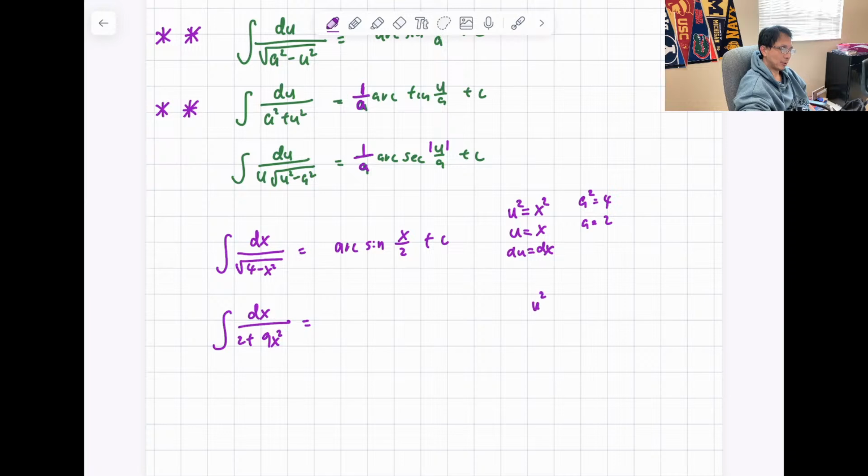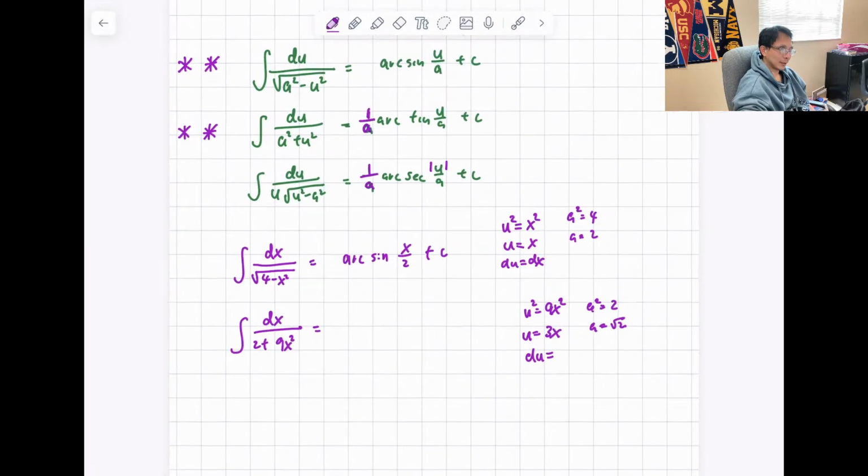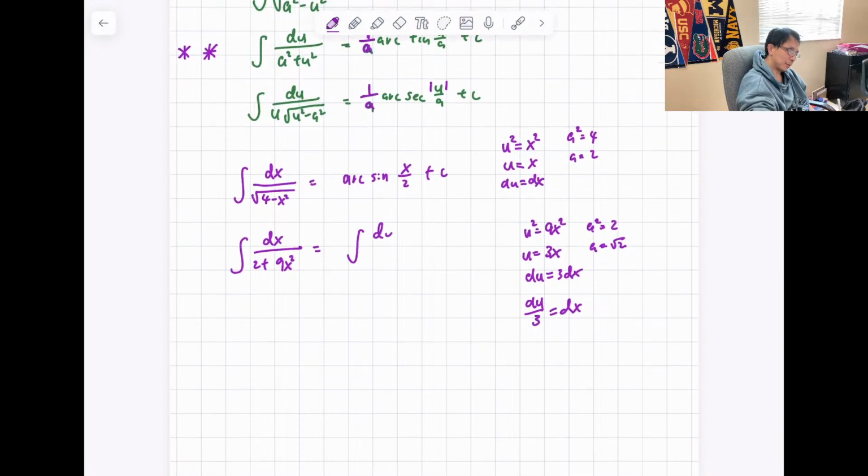Again, u squared is equal to what on this particular question? 9x squared. U is equal to what? It's 3x, and then a squared is equal to 2, so a is equal to square root 2, right? But also du. What is du? 3 dx. Did you include that? No. So therefore, that's going to be du over 3 times a squared plus u squared.